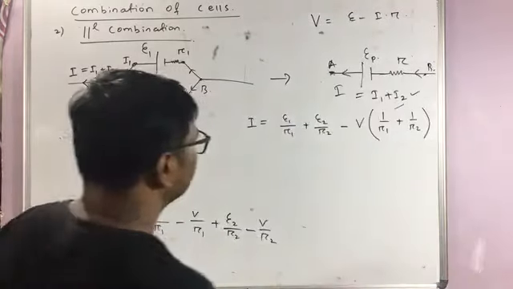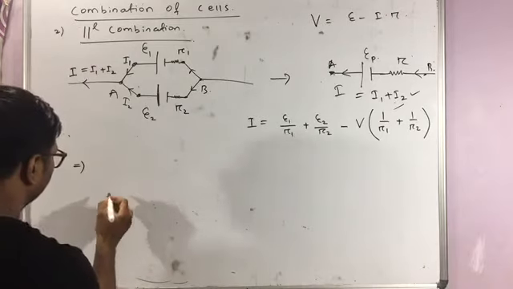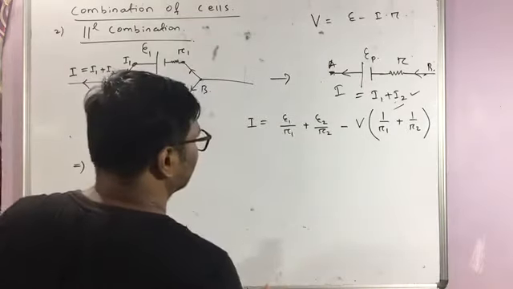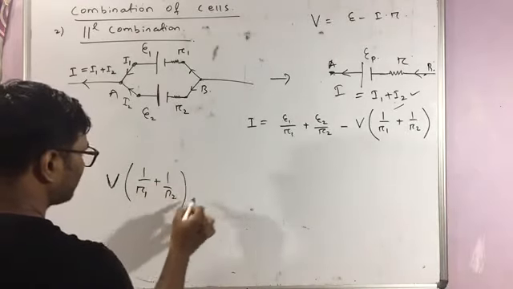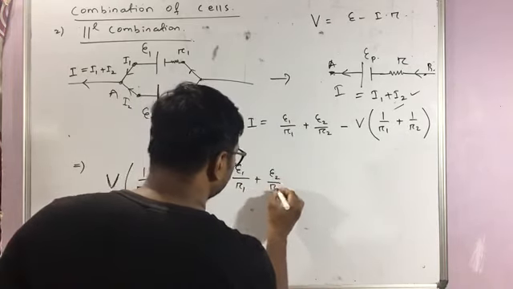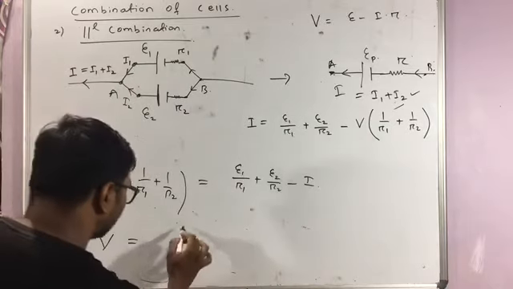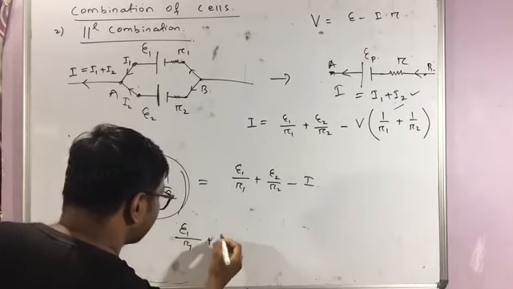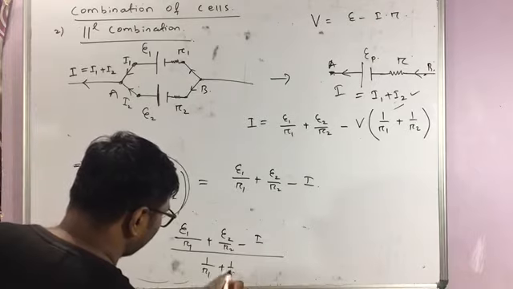So from this expression, let us find out the value of V. V into 1 by R1 plus 1 by R2 is equal to simply E1 by R1 plus E2 by R2 minus I, which implies V is equal to, dividing the entire right side, E1 by R1 plus E2 by R2 minus I, whole divided by 1 by R1 plus 1 by R2.